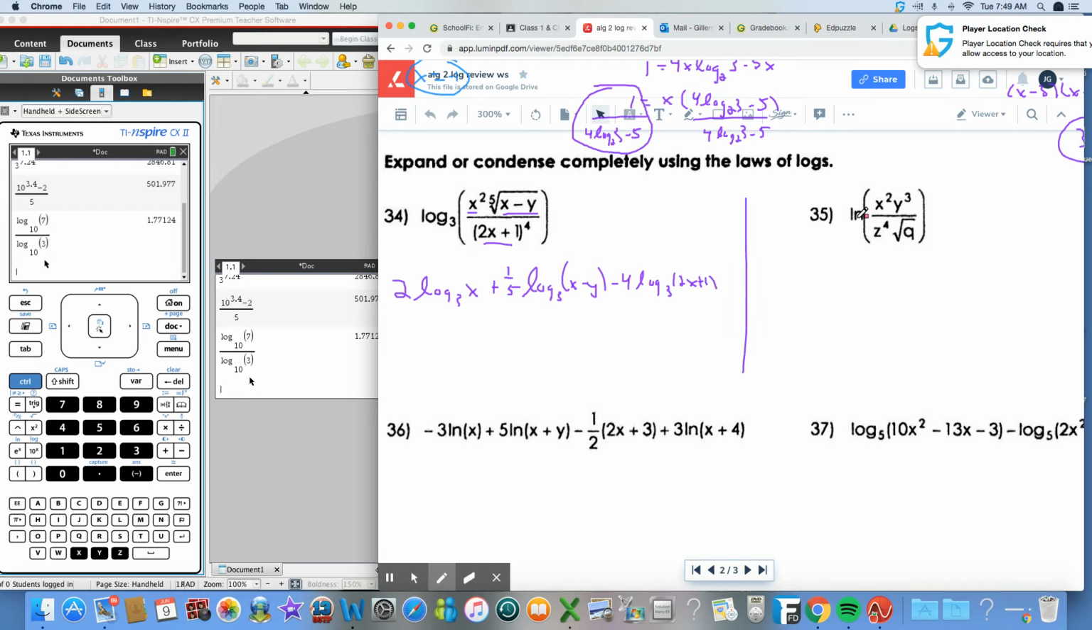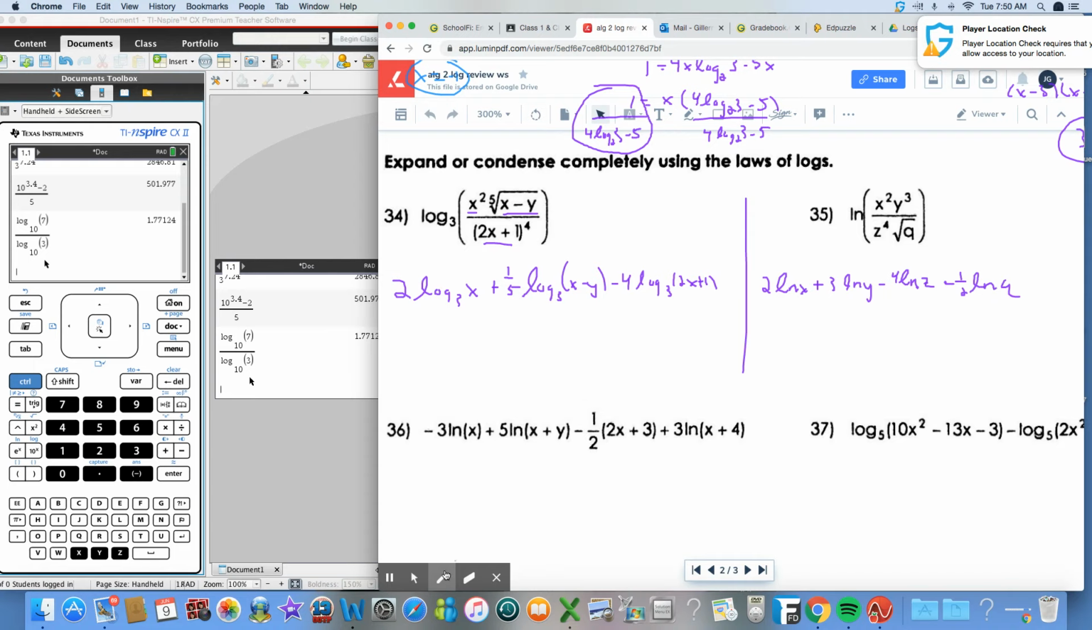Here I have 1, 2, 3, 4 different things. So it's 2 natural log of x plus 3 natural log of y minus, because we're on the bottom now, 4 natural log of z minus, square root is the same thing as 1/2, 1/2 natural log of q.